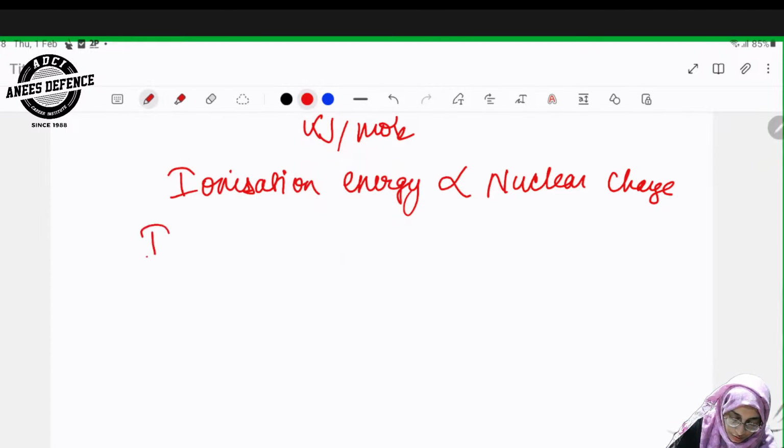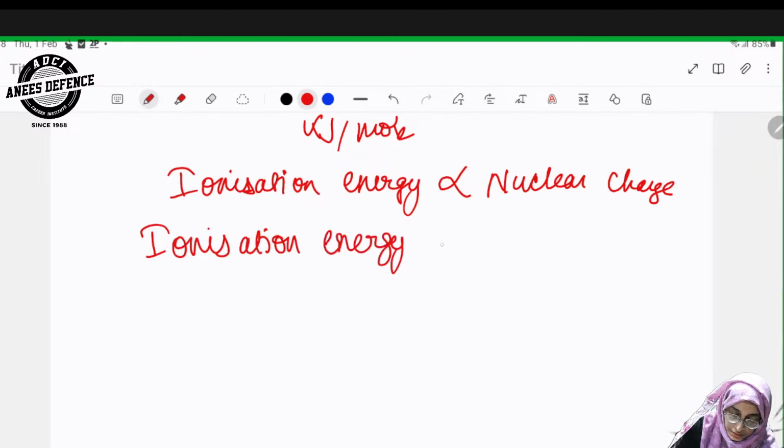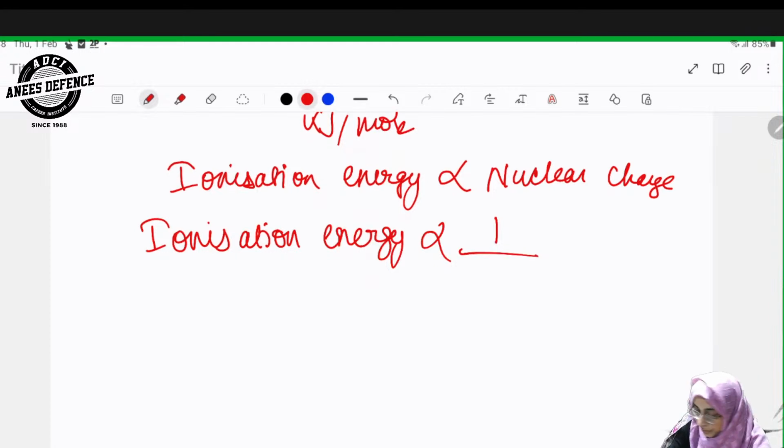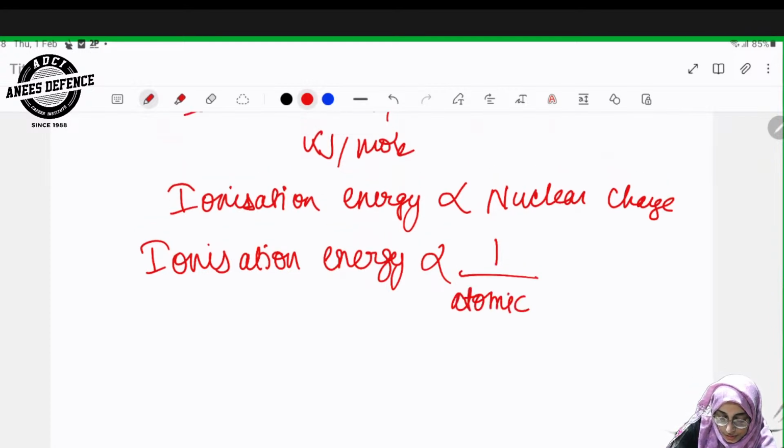And ionization energy is inversely proportional to the atomic size. As we go from top to bottom, atomic size will increase, and the ionization energy will decrease because it will become easier to remove the outermost electron. The attraction between the nucleus and the electron becomes lesser, so less energy will be required to remove the electron.